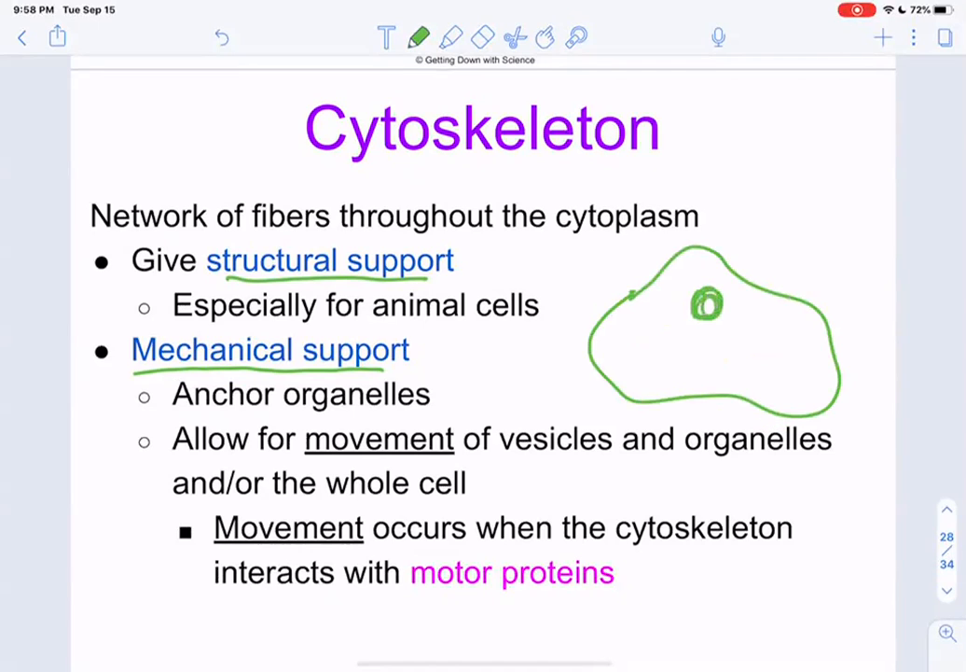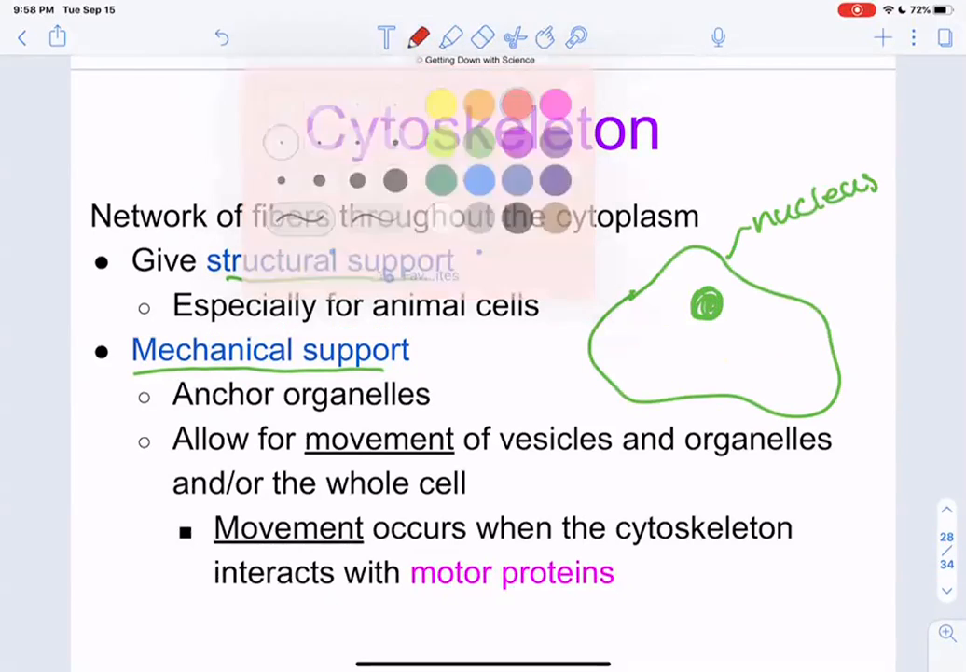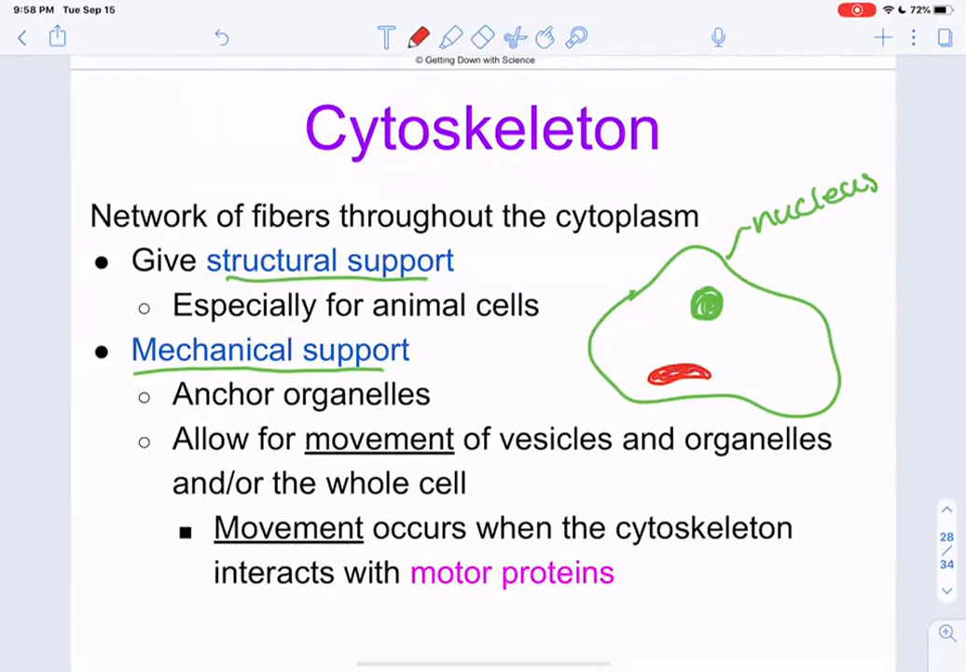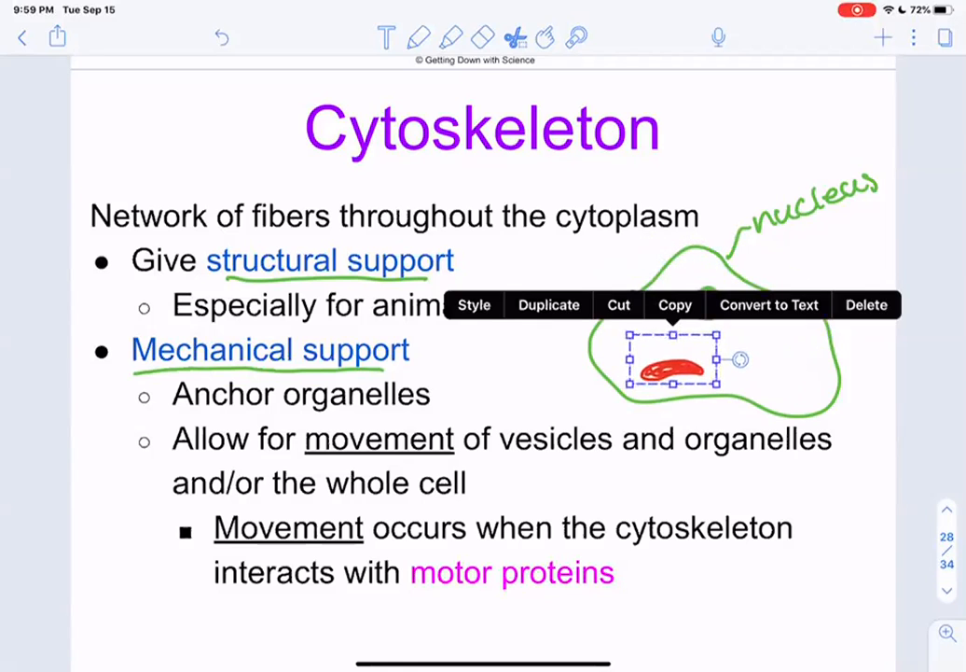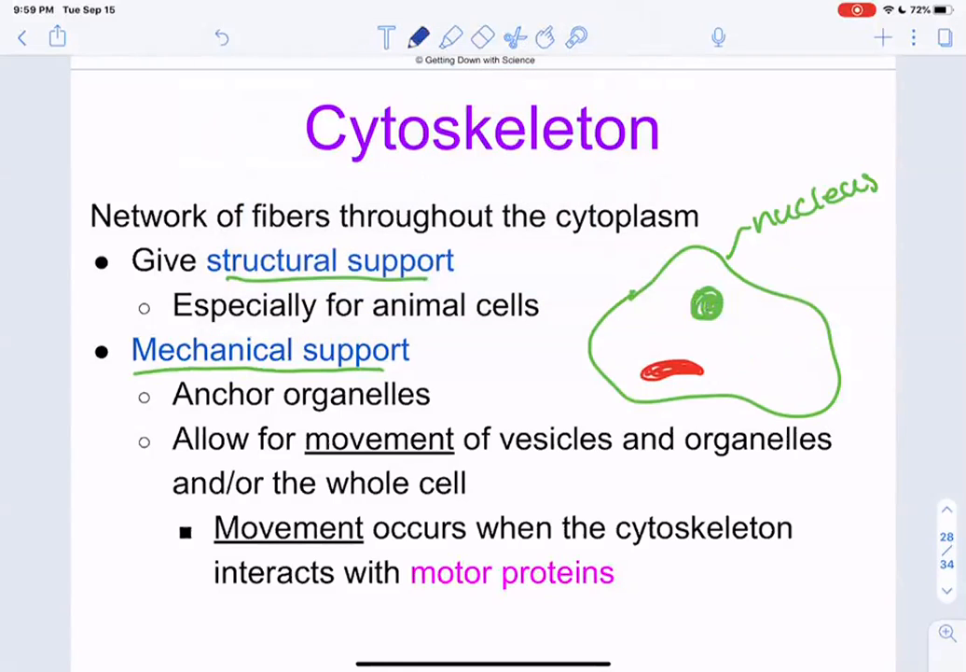So let's say this is our nucleus. Let's say this is our mitochondria. What the cytoskeleton does is prevent the mitochondria from just floating around, jumping around, like in a pinball machine. What the cytoskeleton does is, I'll draw this in blue, it keeps it loosely in track.